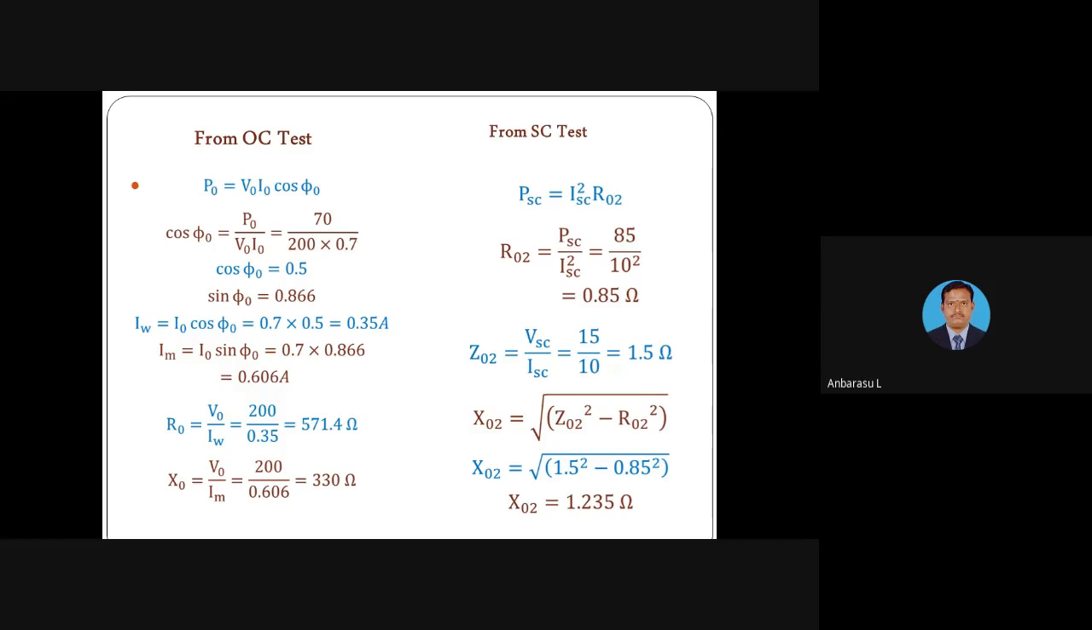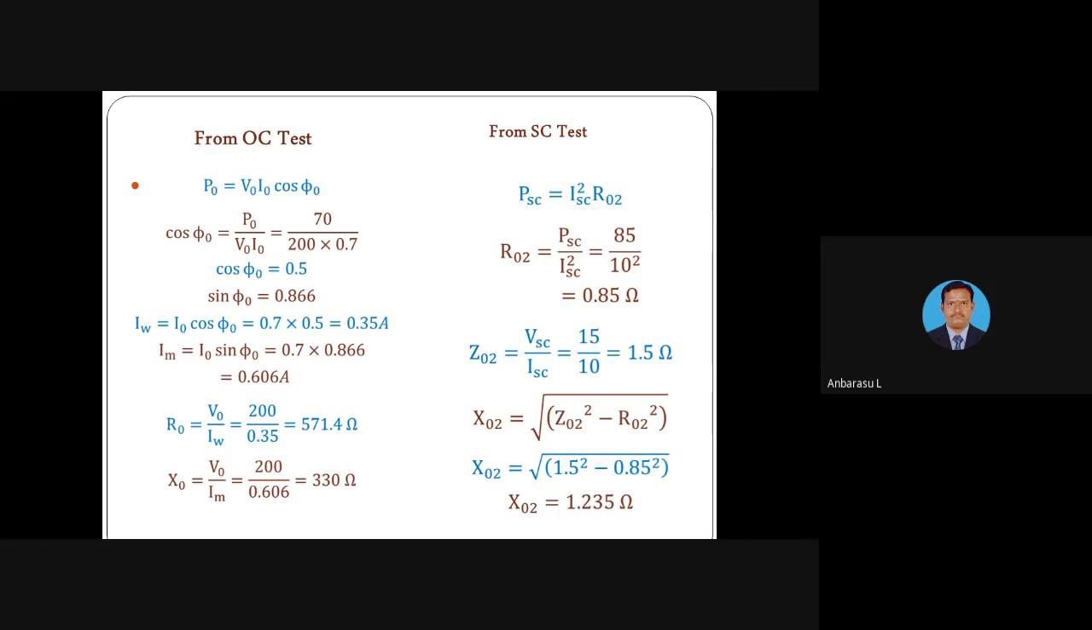We know that from the open circuit test, the formula is P0 equals V0 I0 cos phi0. From the open circuit test, voltmeter, ammeter, and wattmeter readings are available. The unknown is cos phi0. We substitute: cos phi0 equals P0 by V0 into I0, that is 70 watts divided by V0 equal to 200 volts into I0 equal to 0.7. Finally we get the no load power factor cos phi0 equal to 0.5. Then we can convert cos phi0 into sin phi0, which is 0.86.